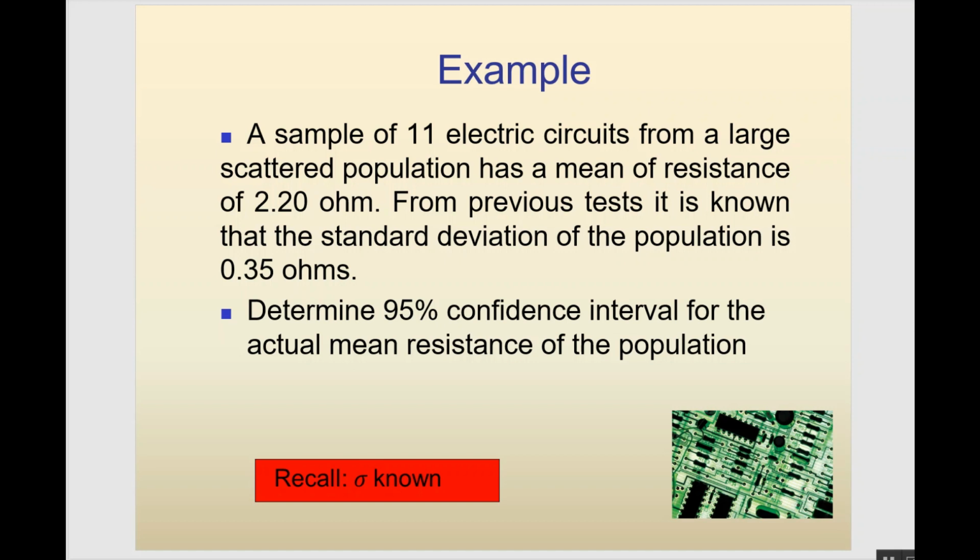A sample of 11 electric circuits from a large scattered population has a mean resistance of 2.20 ohm. From previous tests, it is known that the standard deviation of the population is 0.35. So this is the standard deviation of the population, and determine the 95% confidence interval for the actual mean resistance of the population. Okay, so how do we solve this kind of question?